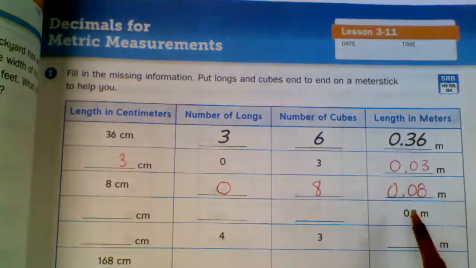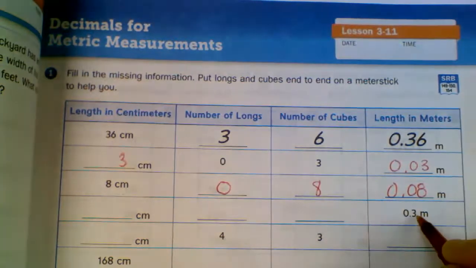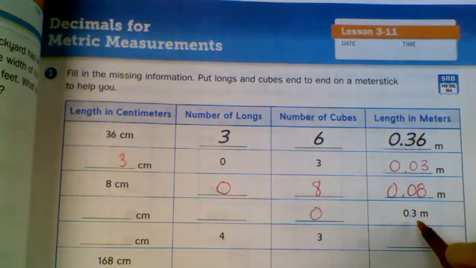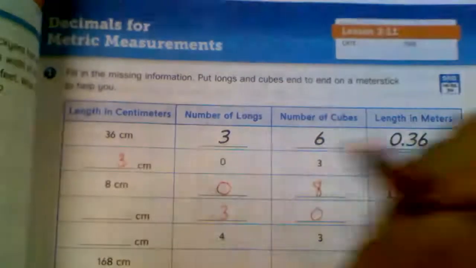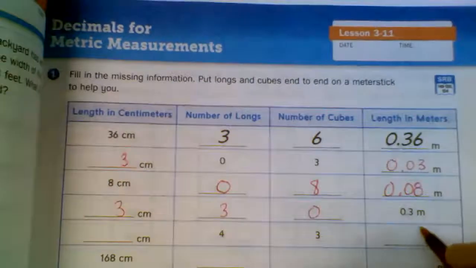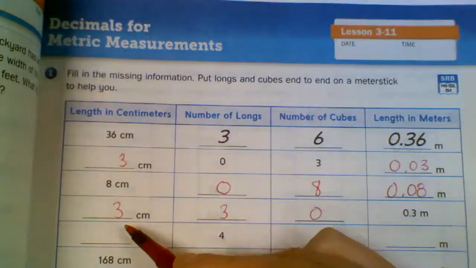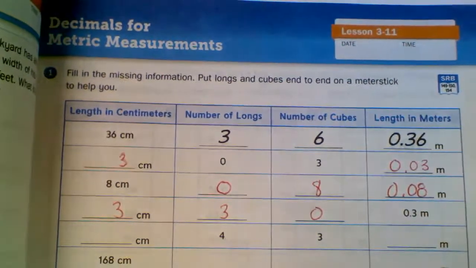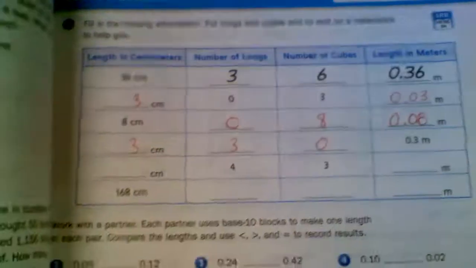Our fourth line down, it says 3 tenths of a meter. There's nothing in the hundredths, so I'm going to do a 0 there. How many are in the tenths? It shows us the 3, which is the same as 30 centimeters. 3 tenths of a meter is the same as 30 centimeters. Okay, I would like you to try the last two on your own.